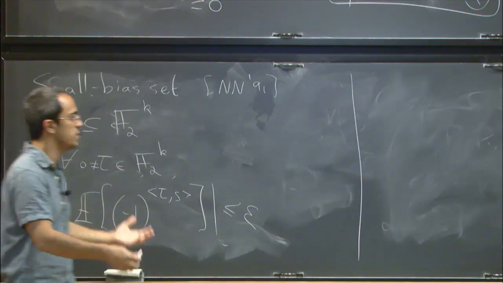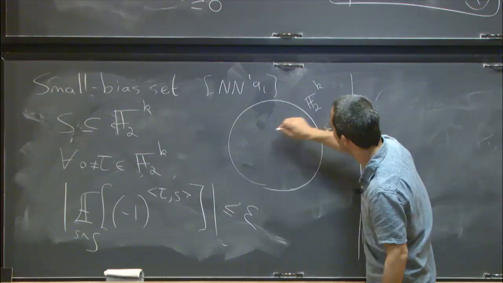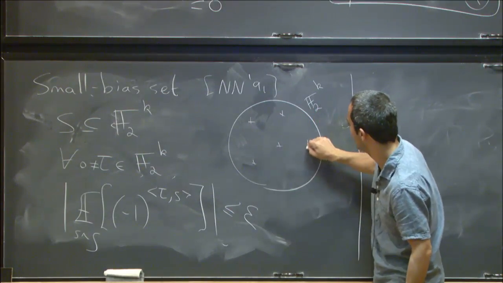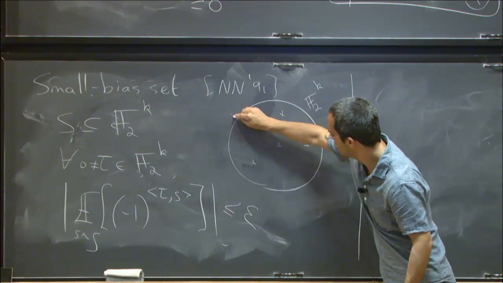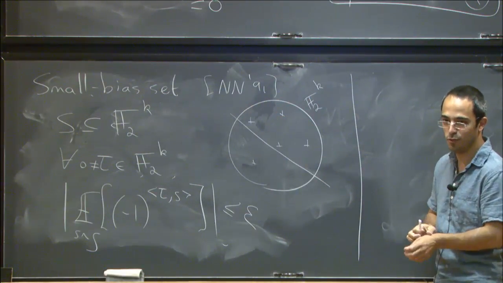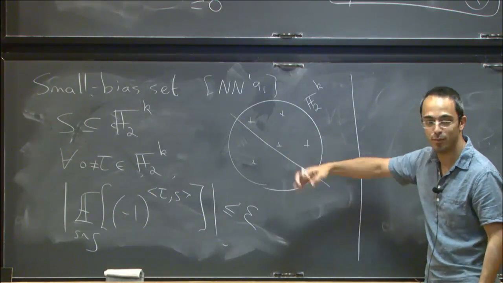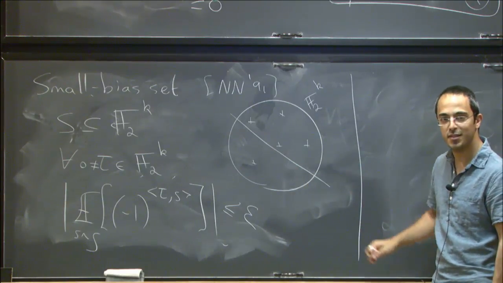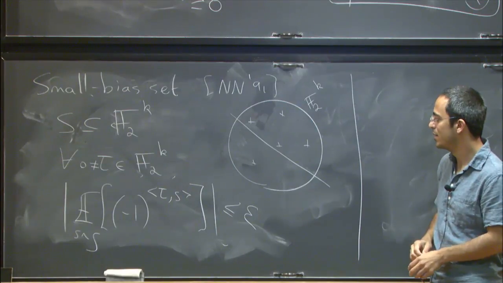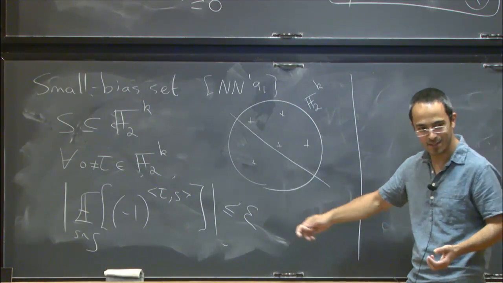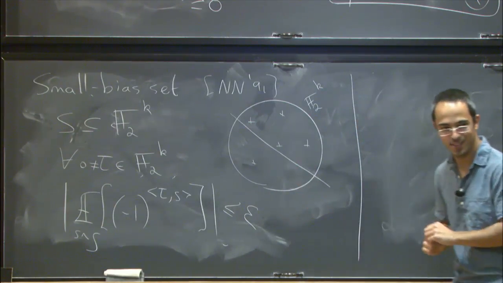Pictorially it looks like that. This is F_2 to the k. What you want is to find some set of points, this is S, such that for any tau, which essentially divides F_2 to the k into some subspace and its offset, roughly half of the points are on each side. This is the geometrical perspective of this thing. For the epsilon, it's called epsilon. Yes, right. So small bias is the general name, and once you have some epsilon in mind, you call it an epsilon-biased set.